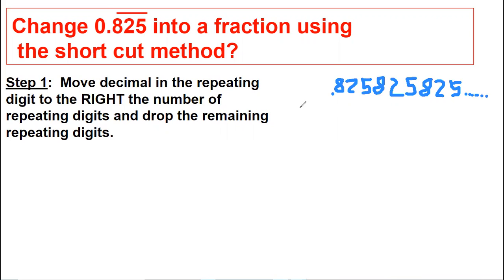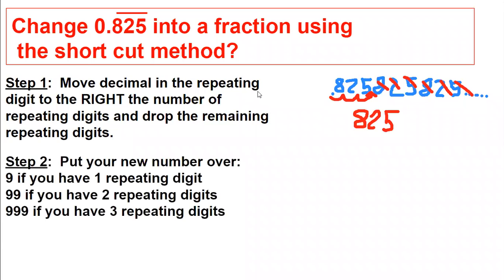So we're going to move our decimal. How many places to the right this time? How many numbers repeat? 3, right? 3 numbers repeat, 8, 2, and 5. So 1 spot, 2 spots, 3 spots. We're going to move it right here. Our new number, we're going to drop all the numbers after that. So we'll be left with 825, right?